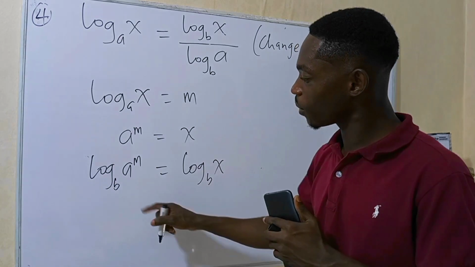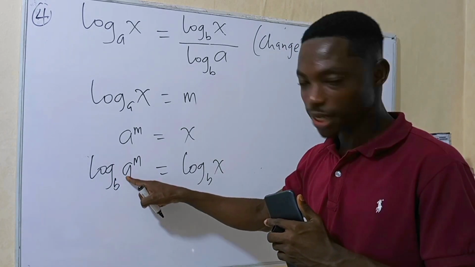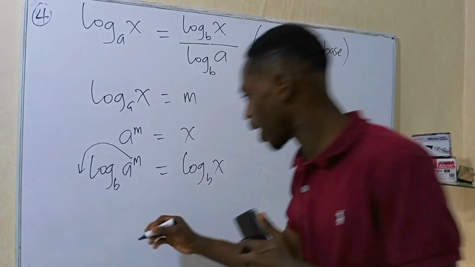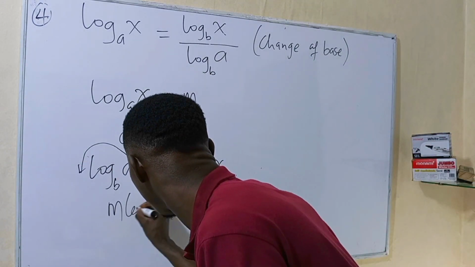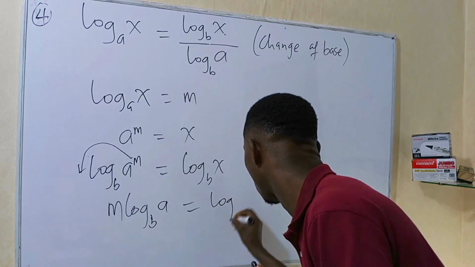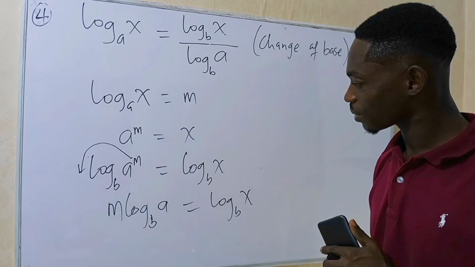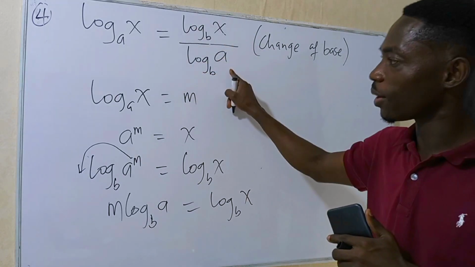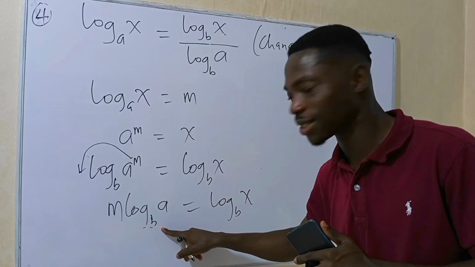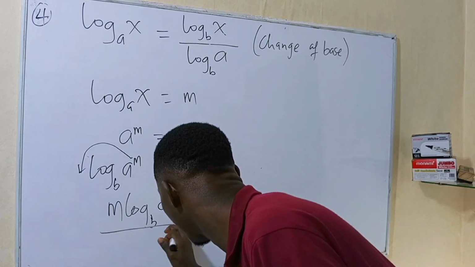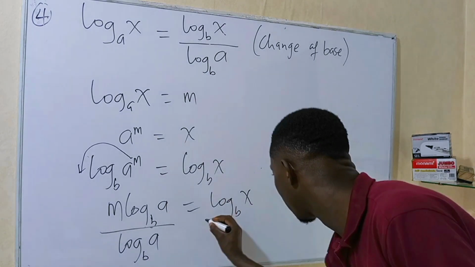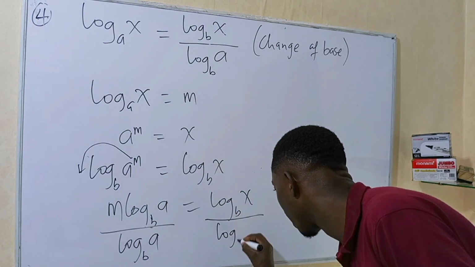Then from law 3, we know that log of any base of a certain number to a power, we can move the power to the front. So here we will end up getting m log base b of a is equal to log base b of x. Remember, we are trying to prove this right here. So it is necessary for us to divide each side of the equation by this number right here. I'm going to divide by log base b of a, then I will do the exact same thing on the other side.